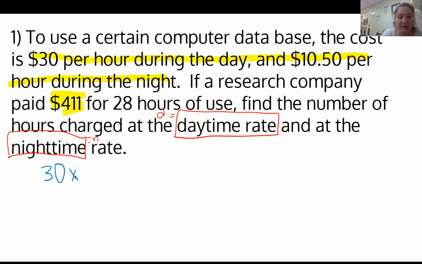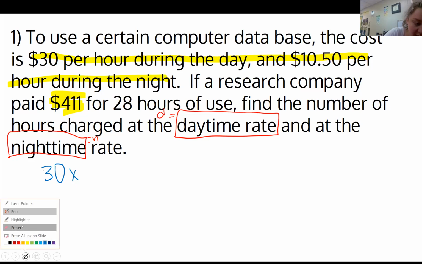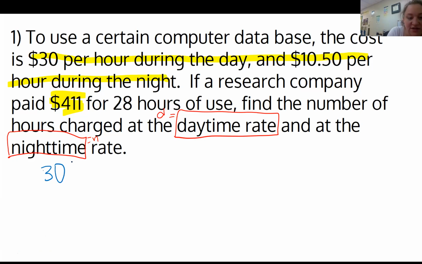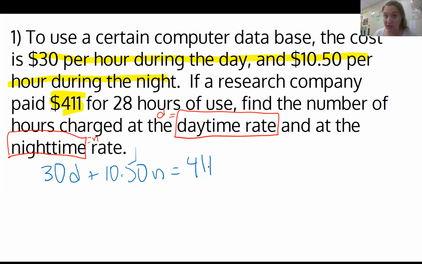So all of my hours get put together with the money. So $30 per hour for the day. And I said that I was going to use D for day. So 30 hours during the day, $30 per hour during the day, plus my $10.50 per hour during the night, I'm going to pay a total of $411. That's how we make our first equation.